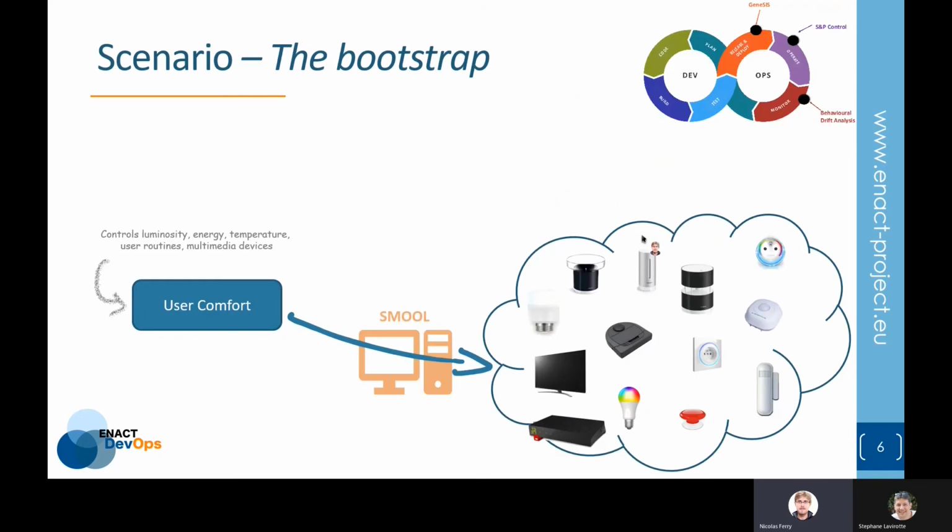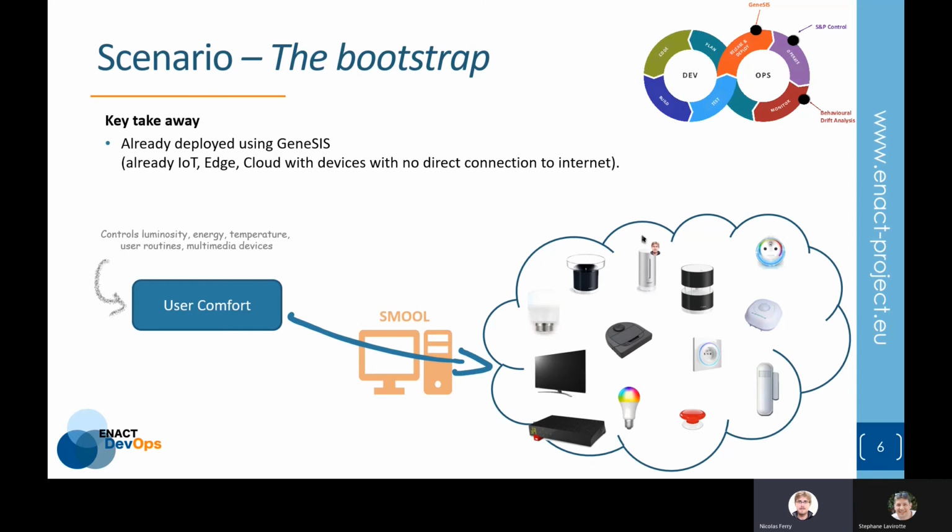So let's start our demonstration with the bootstrap, the initial application, our User Comfort application. We should remember that this application has already been deployed using Genesis, all across IoT, edge and cloud devices. It already uses a security and privacy control enabler for a security policy, making sure that only the User Comfort app can interact with the devices. And it's already monitored by the behavioral drift analysis enabler, making sure that it is actually effective in reaching its goal. So let's have a look at the application.